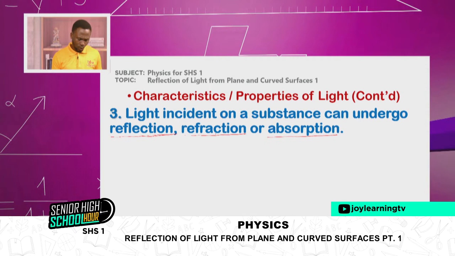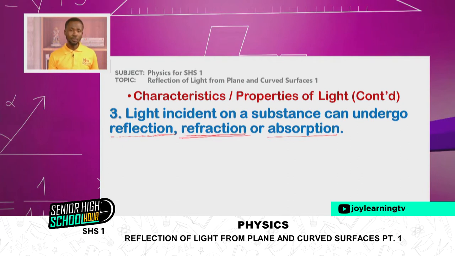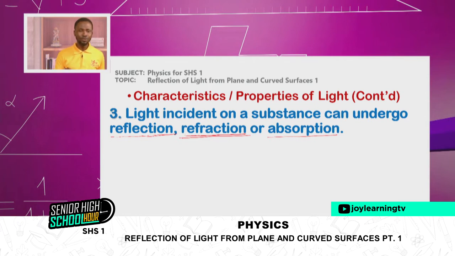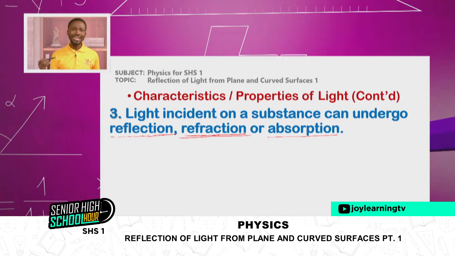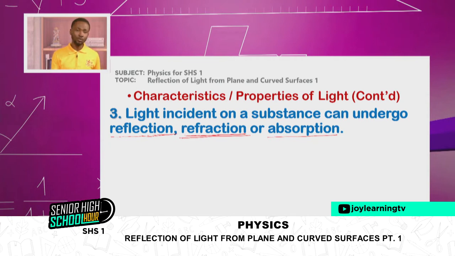Now the light could also be refracted, which would be a lesson that you have to go through when you get to Form 2. The light can undergo refraction. What do you mean by that? It means the light ray is moving from one medium into another of different optical densities. Then the light ray bends at the boundary between the two media. When it does that, we say the light ray has been refracted. It has changed direction as it moves from one medium into the other.